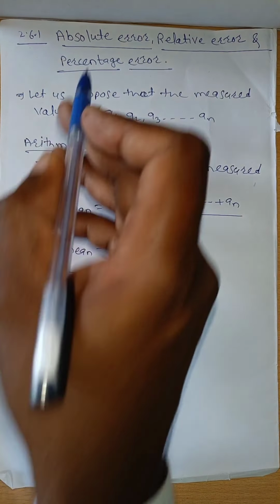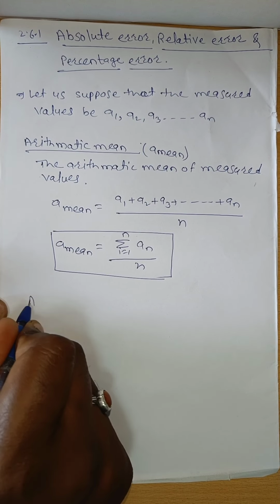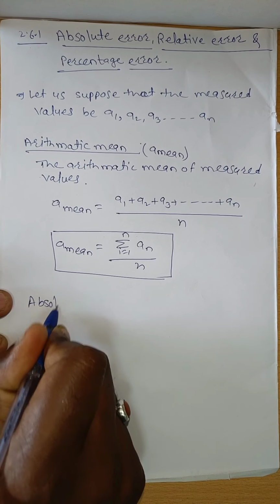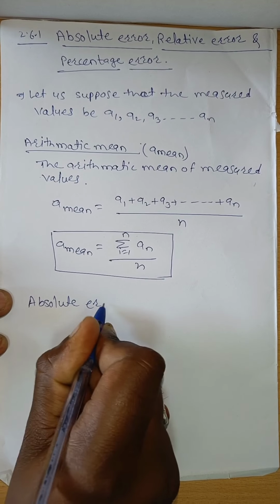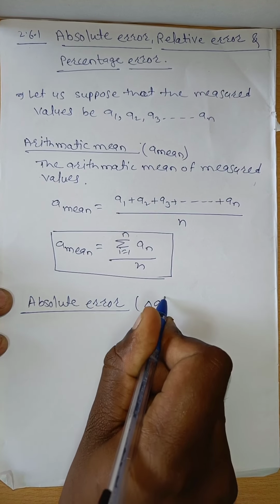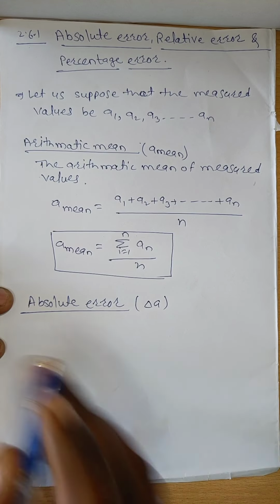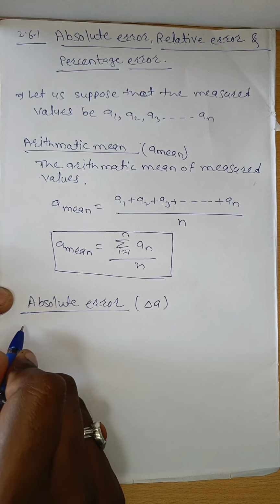Next we have to find out what is meant by absolute error. Absolute error is denoted by delta a. We have to see the definition of absolute error.